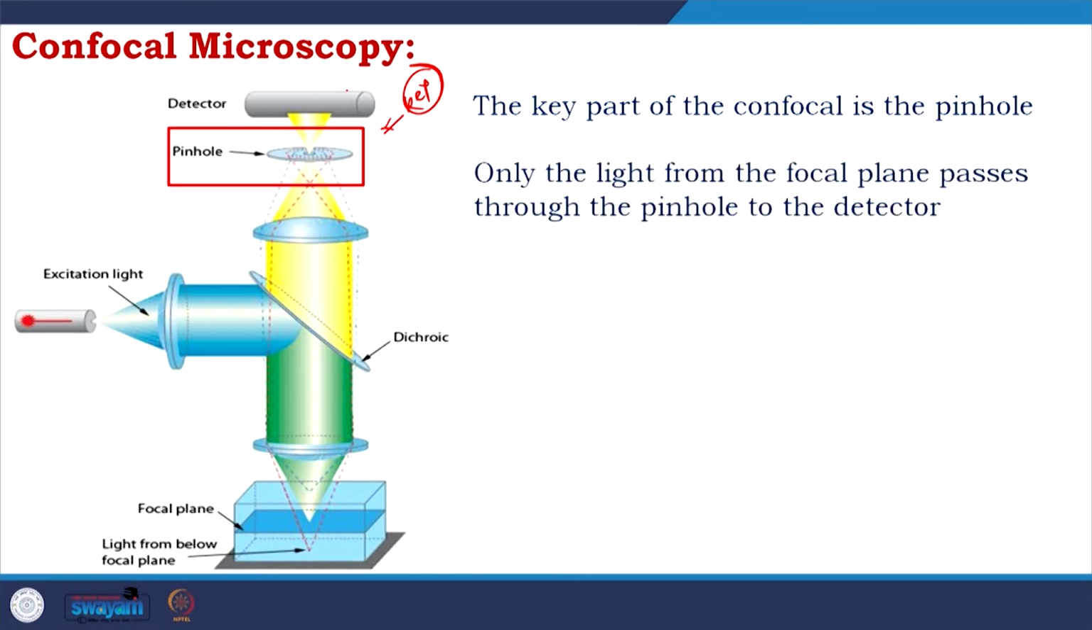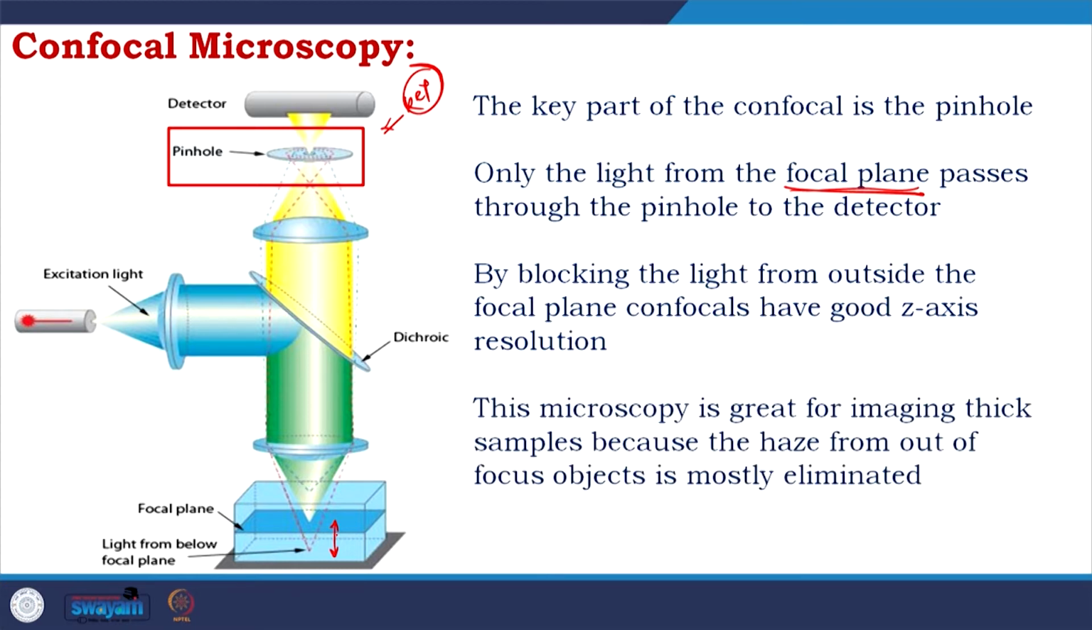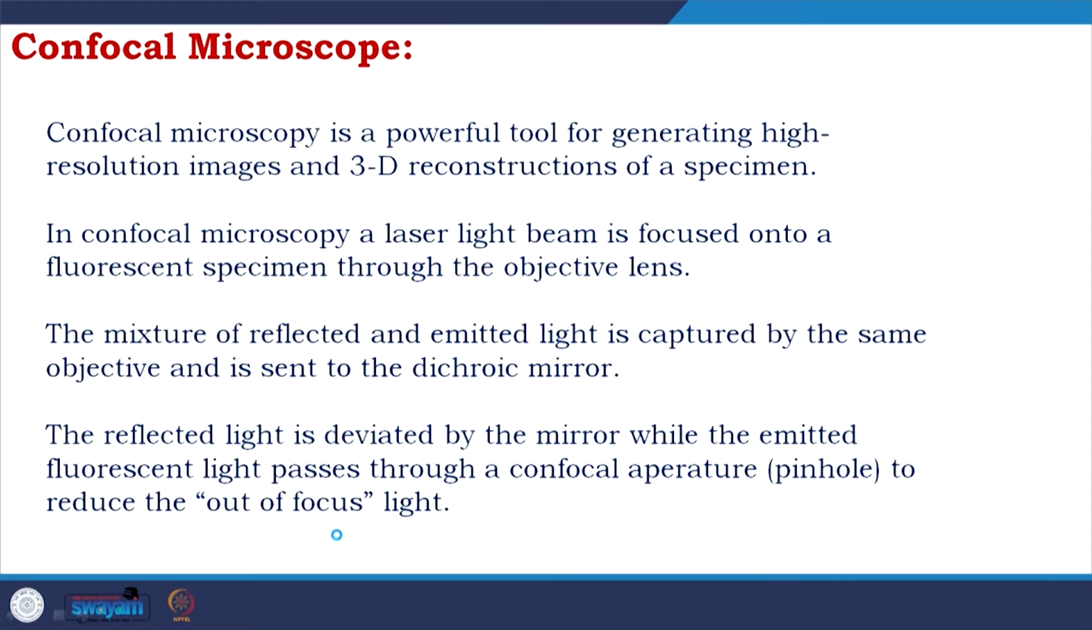Only the light from the focal plane passes through the pinhole to the detector. By blocking the light from outside the focal plane, confocals have good Z axis resolution. This microscope is great for imaging thick samples, because the haze from the out of focus object is mostly eliminated.